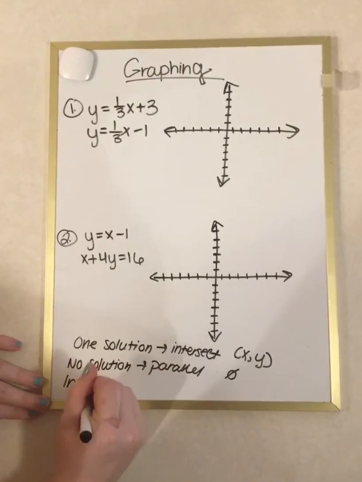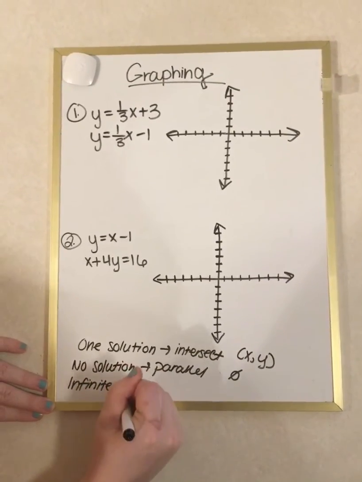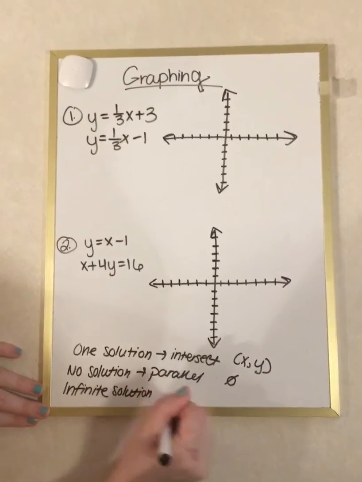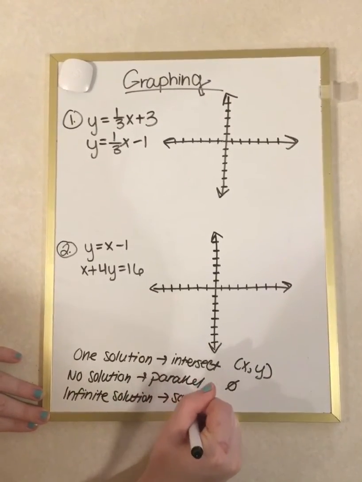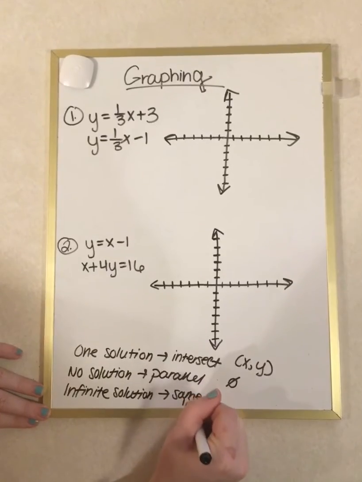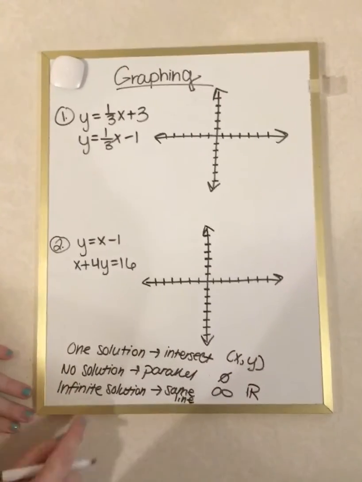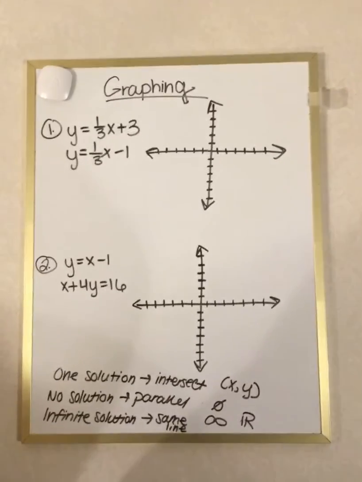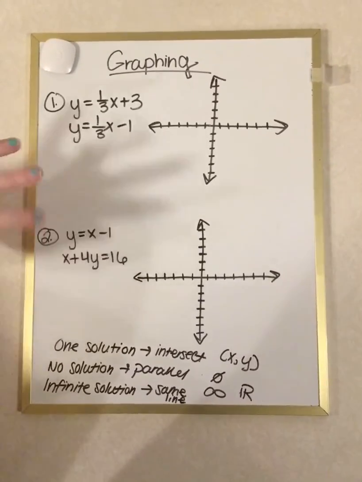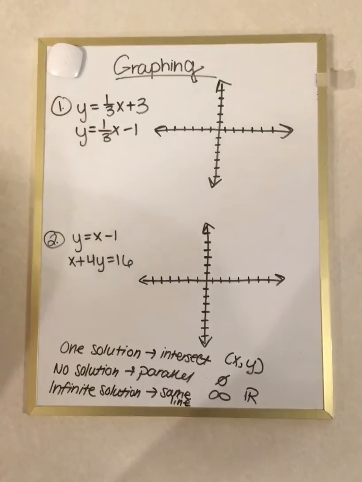And then we can also have an infinite solution. So that means that whenever you went to graph, they ended up being the same line. And again, you can use the infinity symbol, you can use the all real numbers, or you can spell out infinite or infinity, whatever you want. So with these 2 examples, let's go ahead and look at the first one.